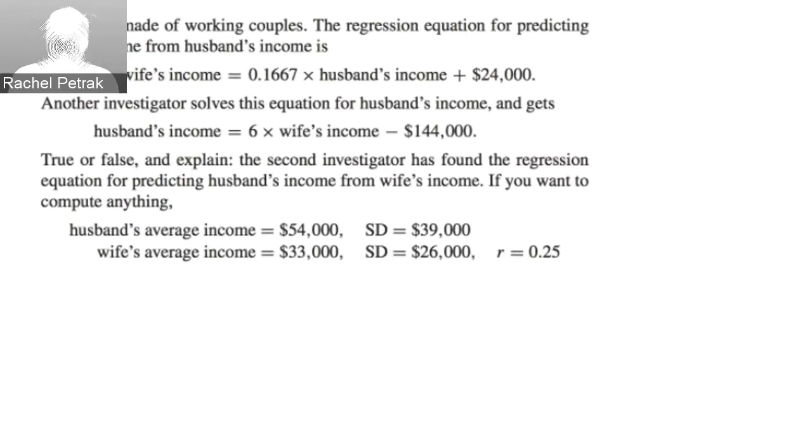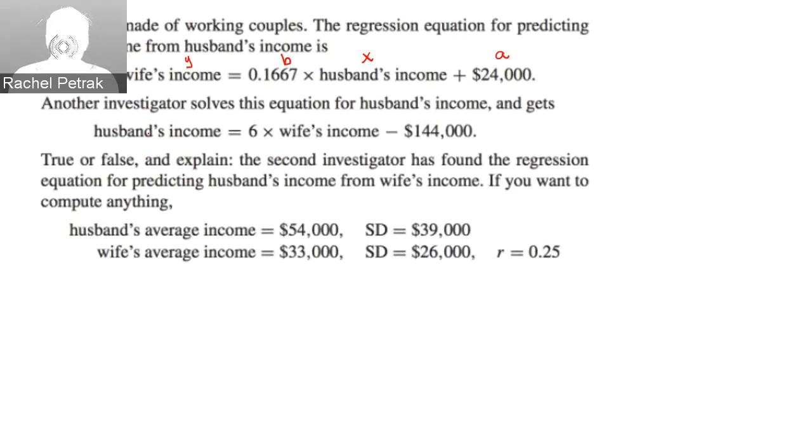That was a little harder. A study is made of working couples. The regression equation for predicting the wife's income from the husband's income is laid out below, and we've looked at these data before. Remember, our wife's income is y. Here we've got our slope. Husband's income is x, and then 24,000 is our intercept. Another investigator solves this equation instead now for husband's income and gets this alternate model for the regression.